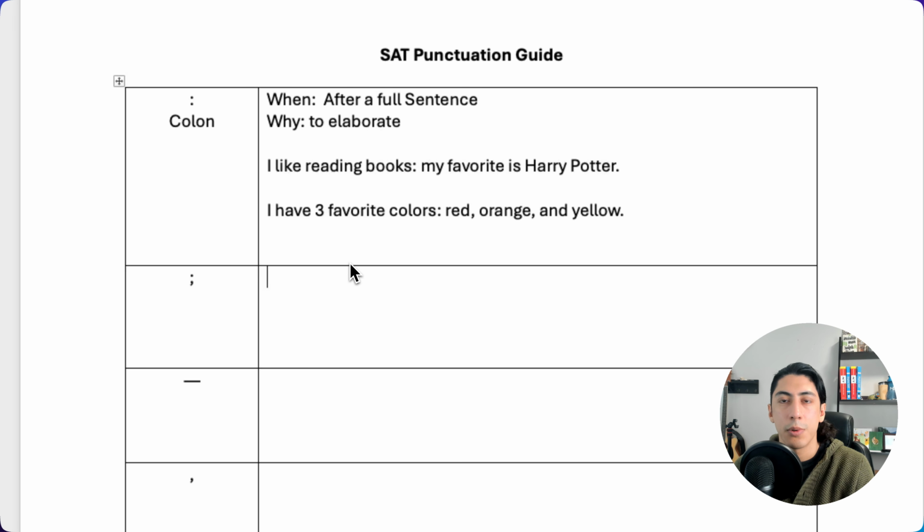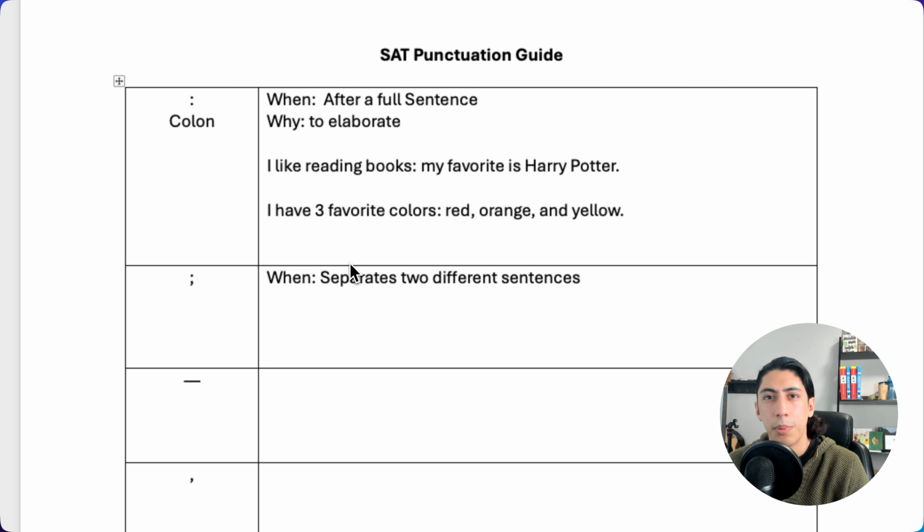Now, a semicolon is really interesting. So it's not often the correct answer on the SAT, but what it does is it separates 2 different sentences. And I'll put a little caveat to that. They have to be related. There's a second use of it, and that's going to be to make punctuated lists.